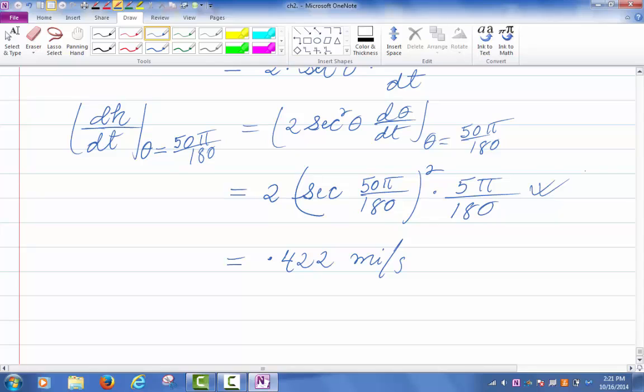Is everybody okay with that example? Yes. 5 pi over 180? Yeah, because the rate of theta is 5 degrees per second. So 5 degrees in radians is that. Yeah.